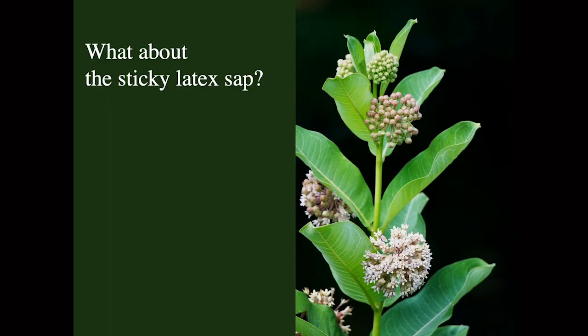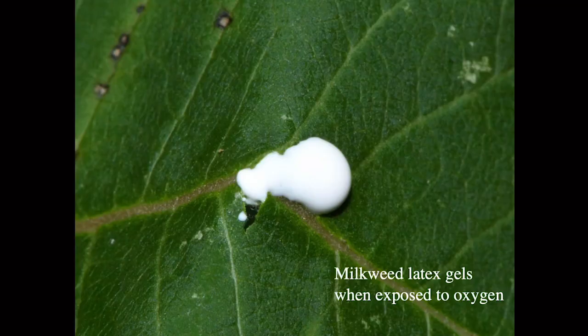But what about the sticky latex sap that gives milkweeds its common name? If you break open a milkweed vein, you get all this white goo that comes out. If you get it on your finger, you usually wipe it off right away. But if you don't and let it sit there maybe a minute, 2 minutes, it starts to gel. When it's exposed to oxygen, it turns into a chewing gum-like substance, and that's its defensive property. If a caterpillar smears that all over its mouth parts, it glues its mouth shut. It's not funny for the caterpillar because it starves to death then.